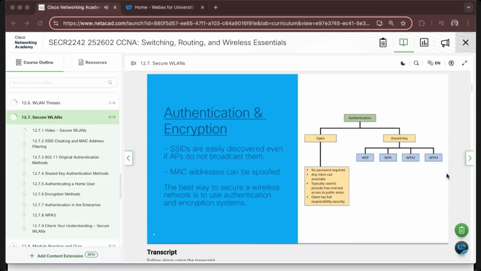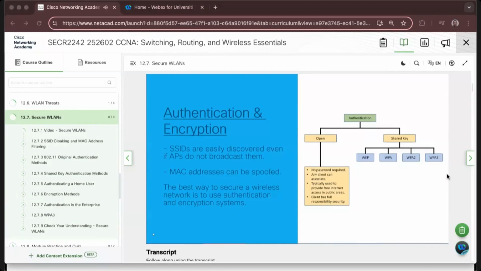Although SSID cloaking and MAC address filtering will stop most of those wireless clients that shouldn't be able to join your network, it won't stop all of them. Crafty intruders can still easily discover the SSIDs at your access points, even if your access point is set to not broadcast it. And also with MAC address filtering, crafty intruders can spoof their MAC address and still gain access to the wireless network. So the best way to actually secure a wireless network is using authentication and encryption systems.